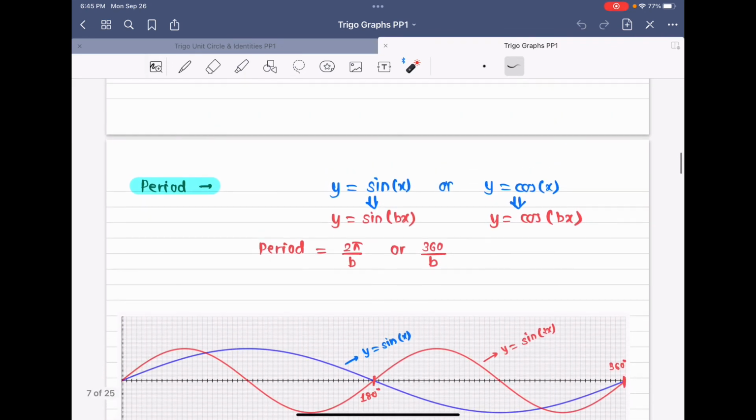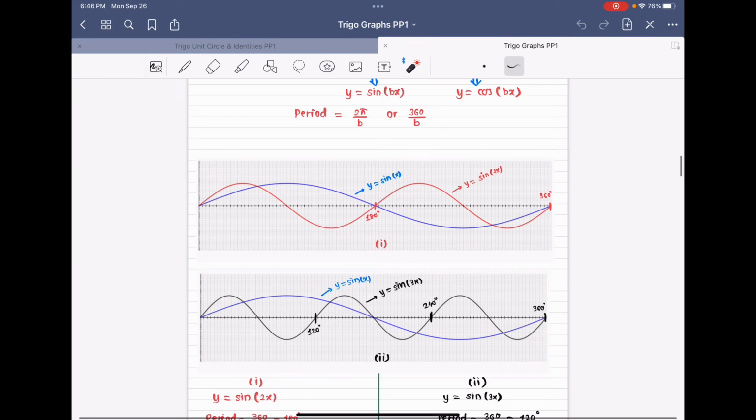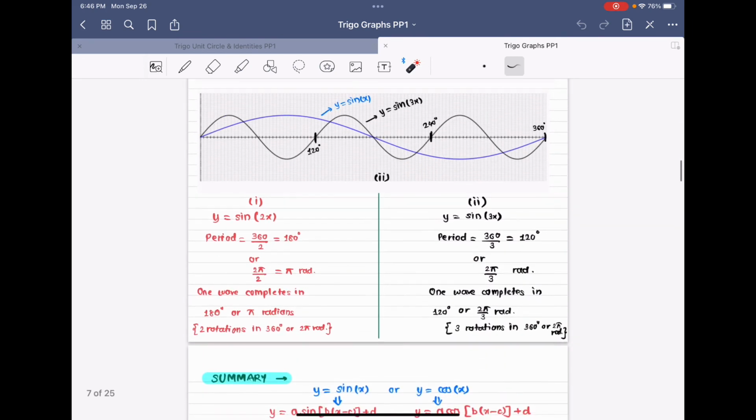The period formula for sine x and cos x, if it is in radians, is 2 pi upon b. What is 2 pi? 2 pi is 360 degrees. So in 360 degrees, how many rotations is it doing? If b is 2, 360 upon 2, that means one wave is completing in 180. If it is 360 upon 3, that is 120. Same way, you can write in radians. So for this part and this part, see the calculation.